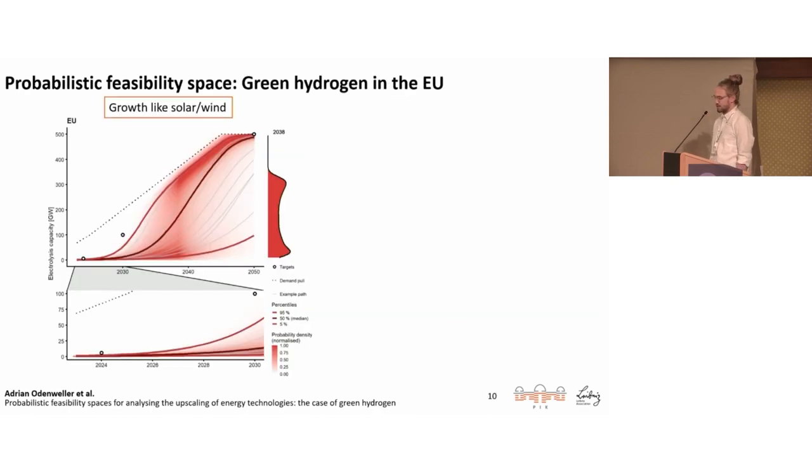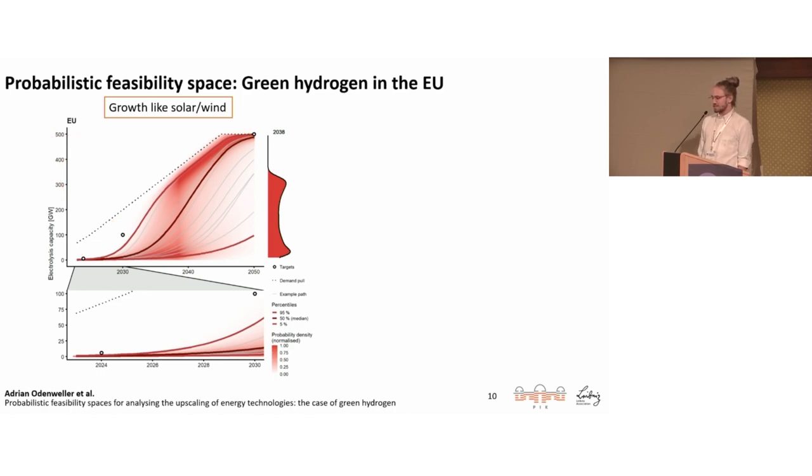Now, how does this probabilistic feasibility space look? I'm only showing you results for the EU. If you're interested in global numbers, look at our paper. This is for the scenario where green hydrogen grows similar to solar and wind. These little circles here are our targets. For example, what we put in there is the most recent REPowerEU plan, which is around 100 gigawatts by 2030, up at least by a factor of 100 or 1,000 from today's values, and the long-term target of 500 gigawatts according to the EU hydrogen strategy.